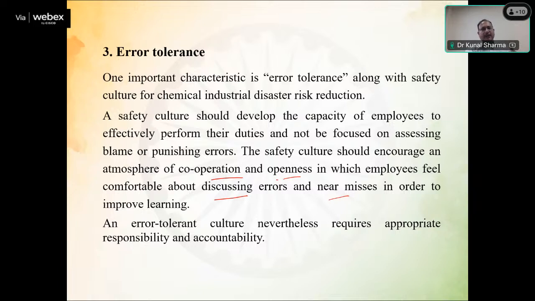But if they say that it is by being fault or not, it is because of their fault, they will not tell you. But in the long time, it will be converted into a big disaster type of thing. So, an error tolerant culture nevertheless requires appropriate responsibility and accountability. The seniors or the management, the authority should take cognizance and accept, okay, there is some error, but we are there to sort all these errors.